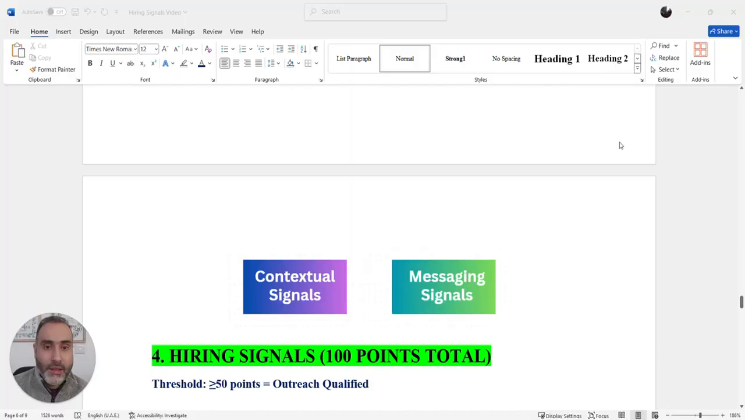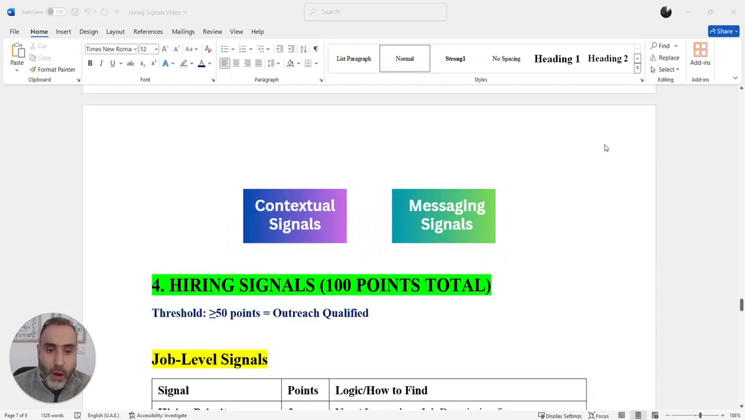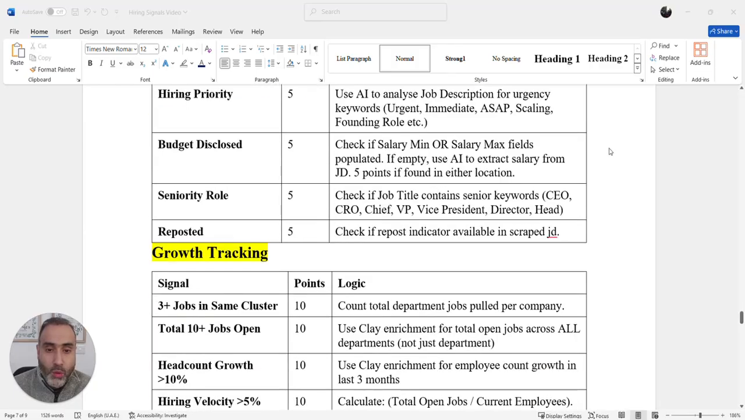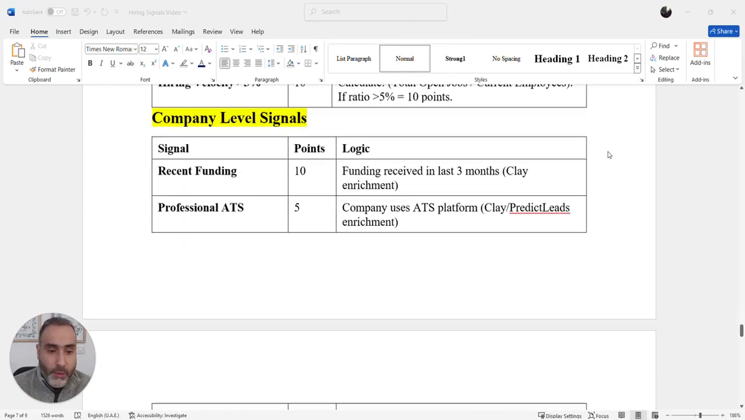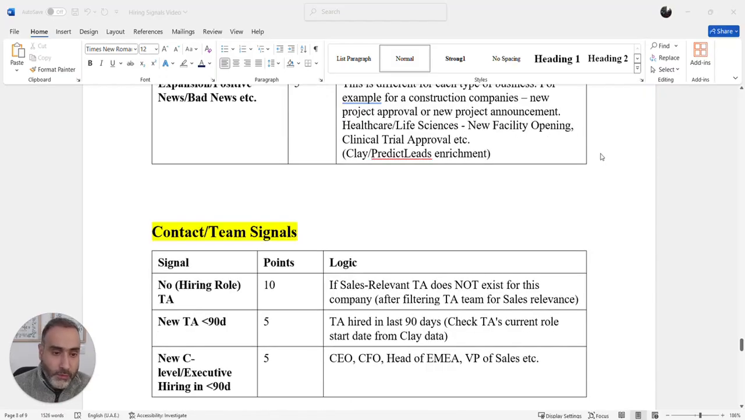I split hiring signals into 2 buckets. First, contextual signals, which help you score and prioritize accounts. Second, messaging signals. These are the signals you actually talk about in your outreach to make it feel specific and relevant. To make this practical, I use a simple 100-point hiring signals table. I group signals into 4 blocks: job level, growth tracking, company level, and contacts or team level.